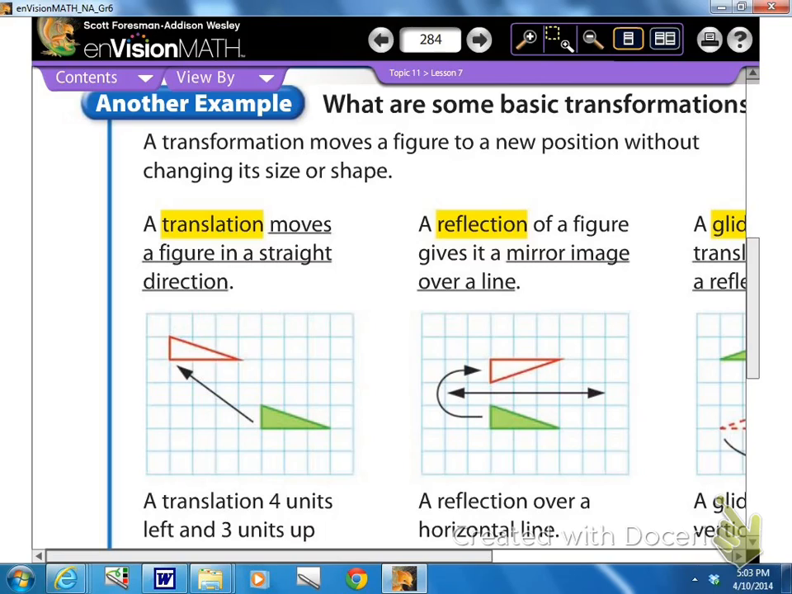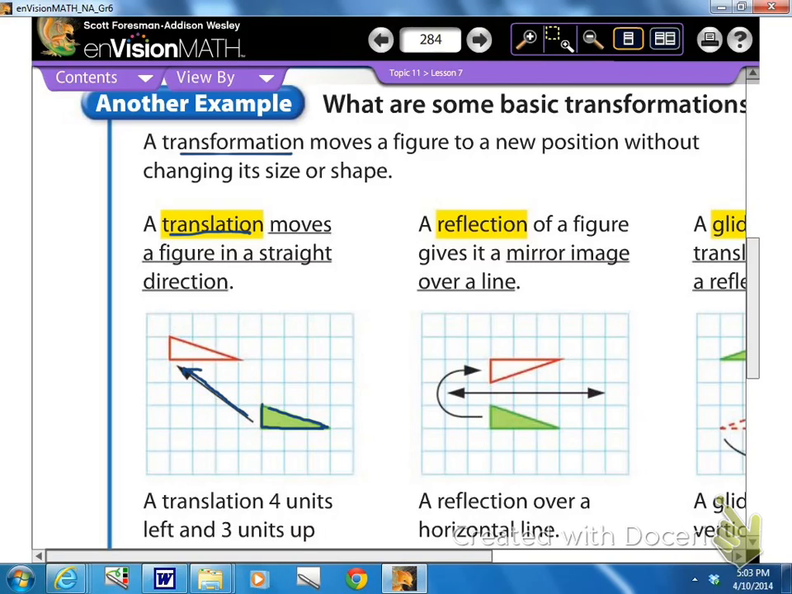Okay, on page 284 we're looking at some basic transformations. So a transformation, here's the definition, moves a figure to a new position without changing its size or shape. So we have four transformations here. We have a translation. So this moves a figure in a straight direction. So here is the example. We had this green figure, and it moves in this straight line.